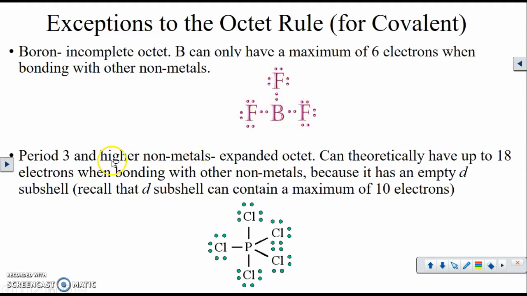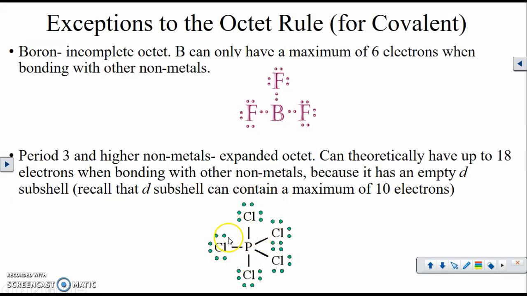And then something that will blow your mind is period 3. Period 3 and higher nonmetals can hypothetically have more than 8 electrons. The reason is that in the 3rd energy level and higher, there's actually a d block, and the d block, if you recall, can contain up to 10 electrons. So hypothetically speaking, period 3 and higher nonmetals can have 18 electrons. I'm not going to confuse you, because it can actually go higher than that.